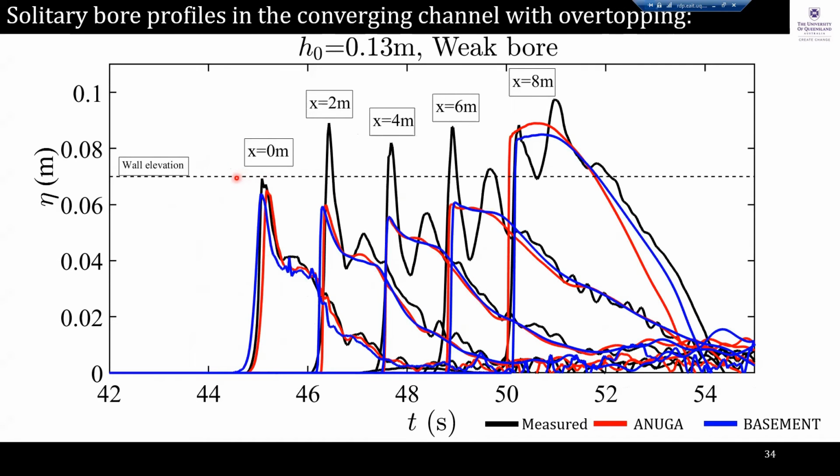And then when we put in the convergence, as I said earlier, the waves are going to shoal in the convergence. So that's what we see in the experiments. Whereas in the model, the wave heights reduce and then increase. So the models do not capture the wave, neither the wave shape nor the wave heights properly.